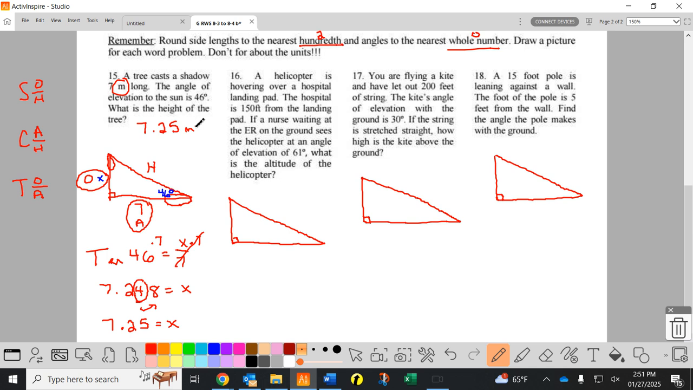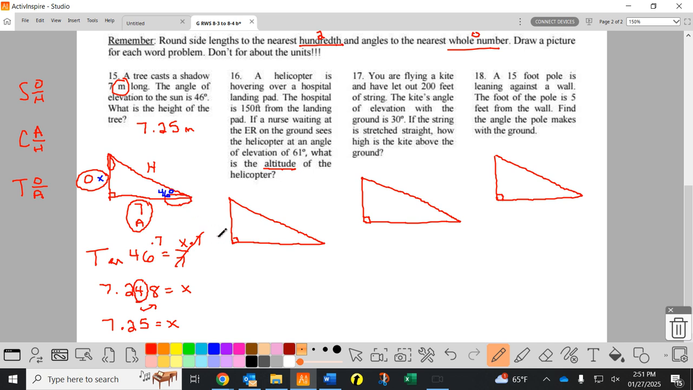Okay. Problem number 16 is going to be talking about that helicopter over a helipad. It says the hospital is 150 feet from the landing pad, and the nurse waiting at the ER on the ground sees the helicopter at an angle of 61 degrees. What is the altitude? Remember, this means straight up and down. Altitude means height. What is the altitude of the helicopter?